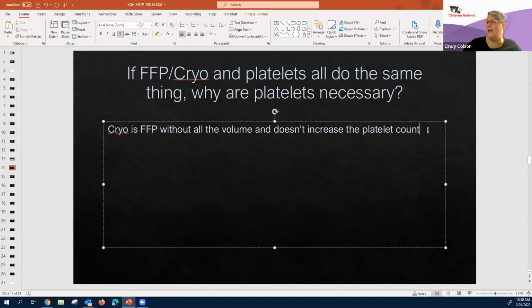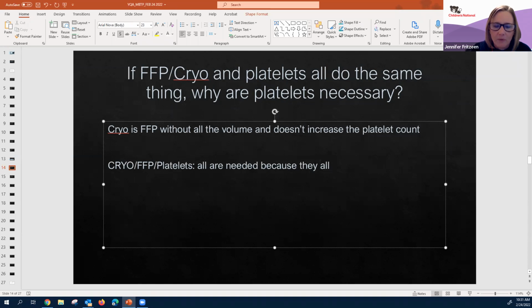And anything else that I should add? No, why don't you put in there that where cryo, FFP, and platelets all improve coagulopathy, they're both needed because they do it in different ways. Platelets include increased platelet count, cryo, FFP, improved factor, and fibrinogen. Anything else? No, I don't think so.